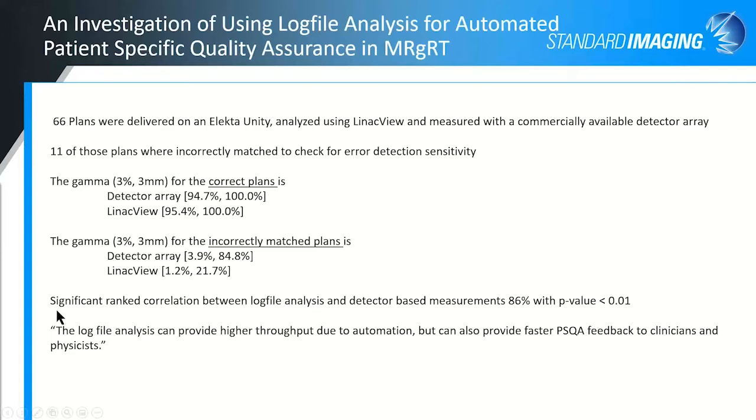And the abstract states that there was a significant ranked correlation between log file analysis and detector-based measurements, with an 86% correlation and a p-value less than 0.01. And overall, a log file analysis can provide higher throughput due to automation, but can also provide faster patient-specific QA feedback to clinicians and physicists. So I thought that was a really interesting and informative abstract, and I'd encourage you to take a look at the two other publications that I had up on the screen.